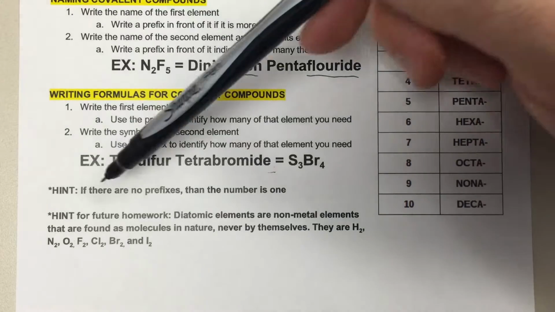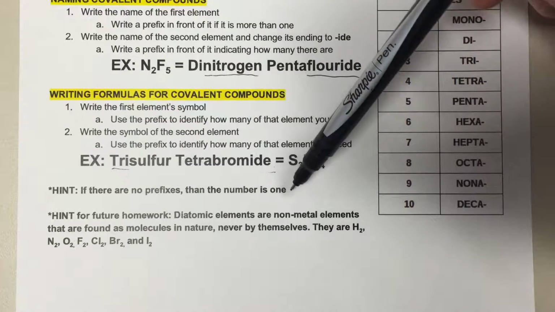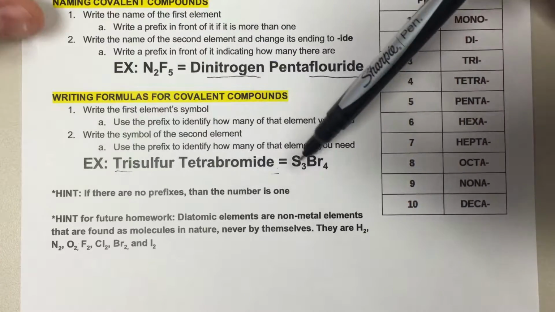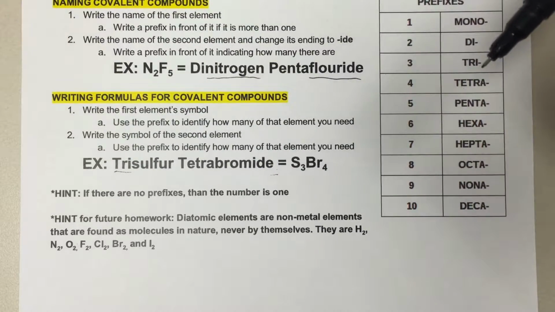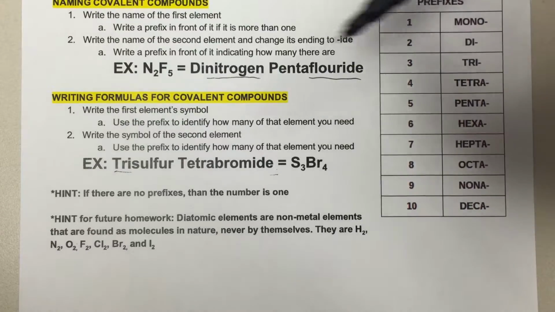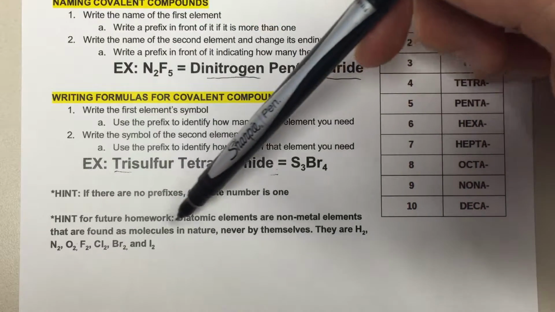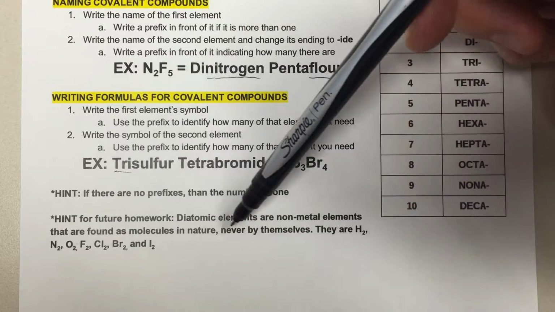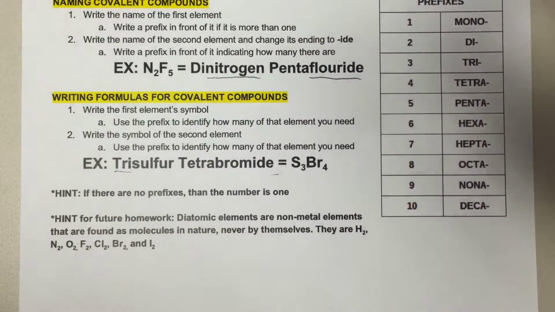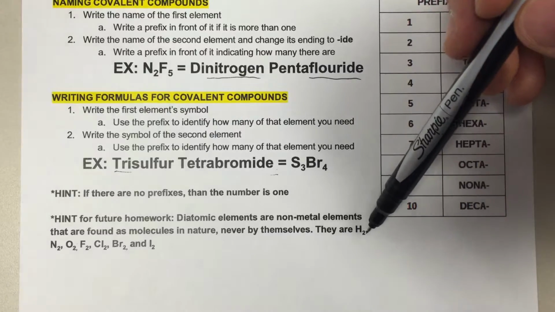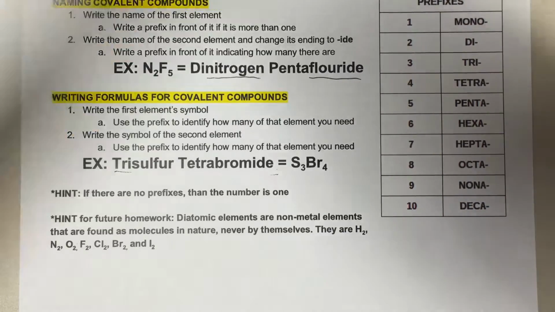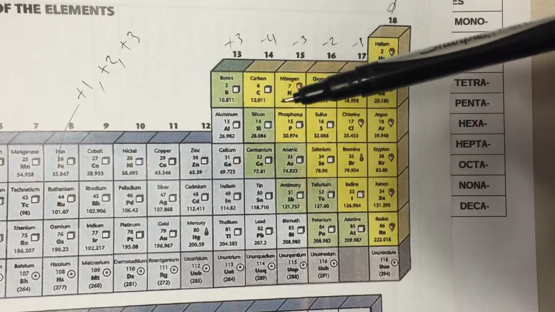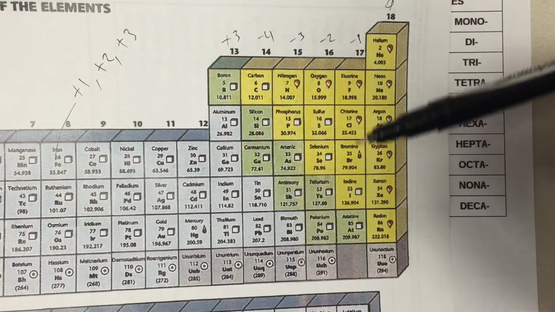Just a few hints at the bottom here. If there are no prefixes, then the number is 1. So if it was just sulfur tetrabromide, then we would get rid of this 3. We'll see more of those in the example problems on the back. And also, hint for all future homework. Diatomic elements are non-metal elements that are found as molecules in nature and never by themselves. And there are 7 of them. And they kind of make a convenient little 7 shape. So it is hydrogen, and then these guys, nitrogen, all the way down to iodine.